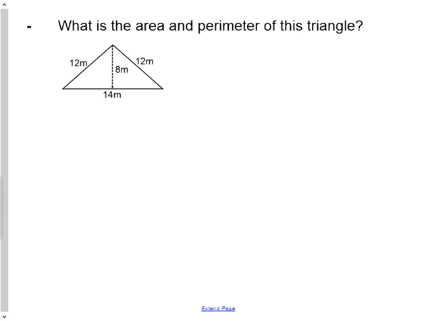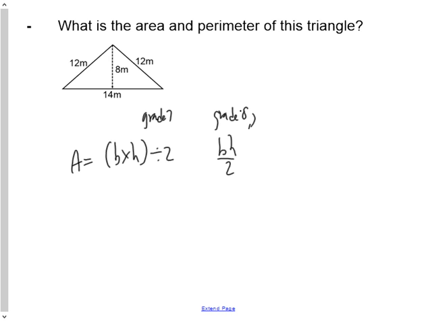What's the area and perimeter of this triangle? Well, for area, the formula is base times height divided by 2. You can write it in different ways. This is the grade 7 version, and this is the grade 8 version. Both are the same formula. So base times height divided by 2 will be 14 multiplied by 8 divided by 2, which is 112 divided by 2, which is 56 meters squared for area.